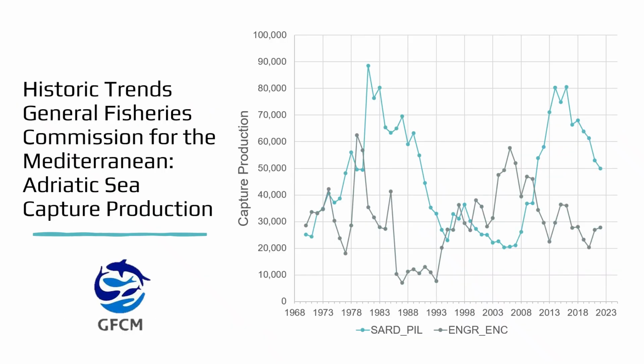It plays an important role as a forage species, transferring energy from lower to upper trophic levels. It's also socioeconomically important. Together, the European anchovy, shown here in the gray, with the European sardine, shown here in the blue, make up about 60% of the total capture production in terms of total tonnage, as measured by the General Fisheries Commission for the Mediterranean.